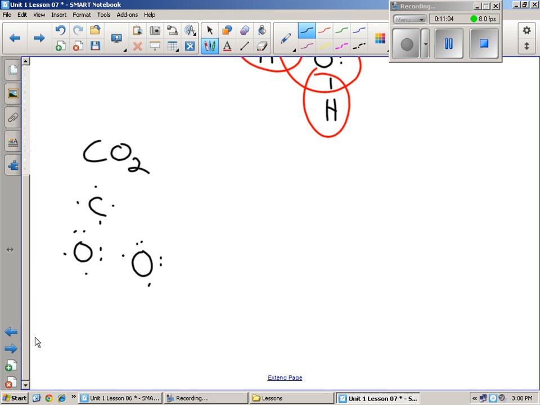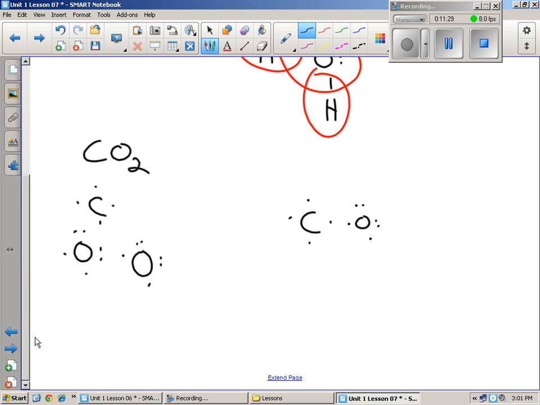Once again, carbon's got a bonding capacity of 4, oxygen's got a bonding capacity of 2. We want to put carbon in the middle. We want to put oxygens onto that. You might say, well, I want to put one up here, for example. Go right ahead. I don't care. Some people say, I want to put one here.